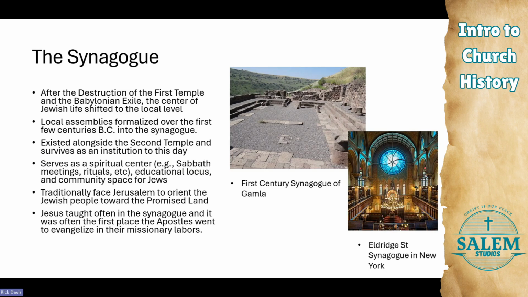It existed alongside the Second Temple and outlasted the Second Temple and has become the spiritual center, the educational center, as well as a community space for Jews to this day. They are traditionally built facing Jerusalem to orient the Jewish people toward the Promised Land. And as we see in the Gospels, as well as in the epistles of the New Testament, Jesus and his apostles often taught in the synagogue. And it was the first place of their evangelistic and missionary efforts as they traveled across the known world.